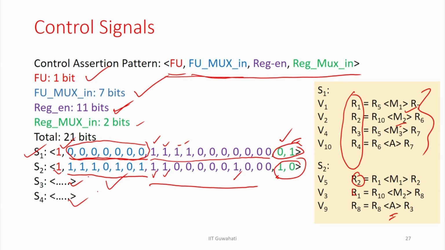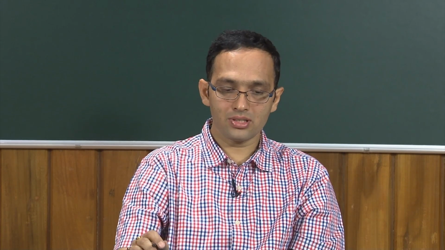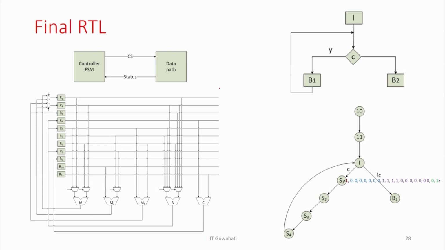Similarly, I can generate the control signal for S3 and S4, when you understand that, right. So, I am done now. So, what I am getting here is the final data path, the final RTL. I am done with everything. I have generated and described the data path. This is my final data path.